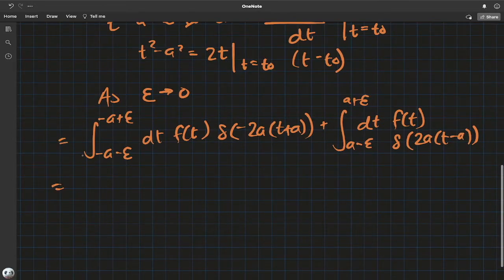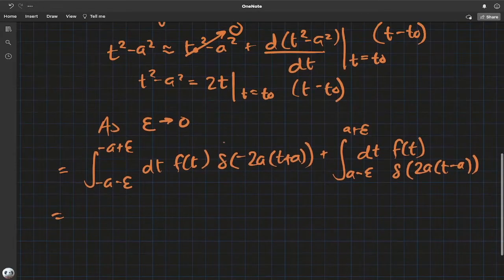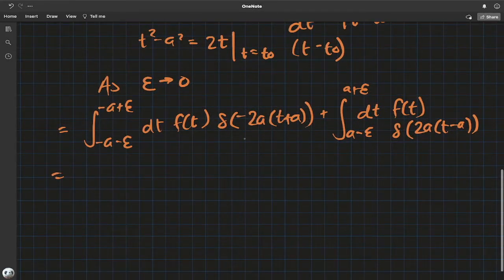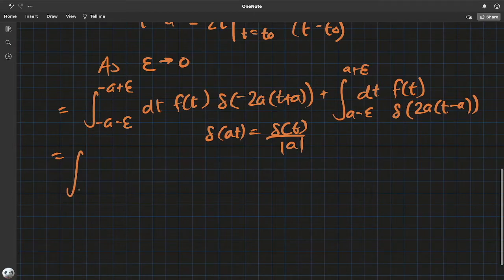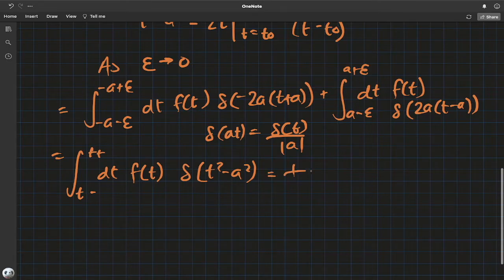So you simplify this out using the formula we defined on the previous page, of a scalar times the argument. Using that formula, we can simplify this to get the integral from t minus to t plus dt f of t delta of t squared minus a squared is 1 over 2a f of negative a plus 1 over 2a f of a.